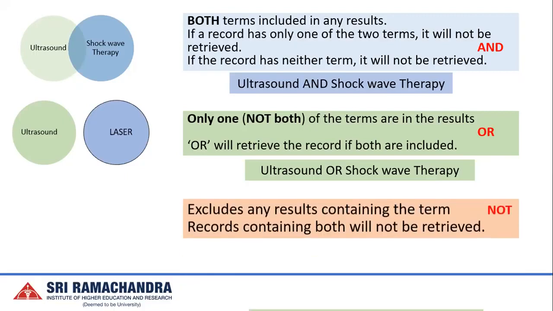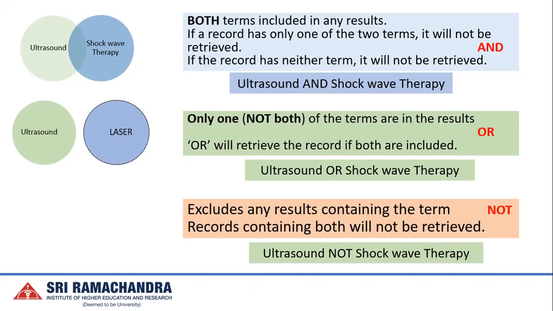The next one is NOT. NOT is to exclude. You don't want shockwave, you want only ultrasound. That means we will use NOT. These are three simple words, Boolean operators, we call it Boolean logic. As I told you at the beginning, searching requires more practice. Keep repeating. We used to train our postgraduate students to use this even for their journal club. The journal club should be based on this.